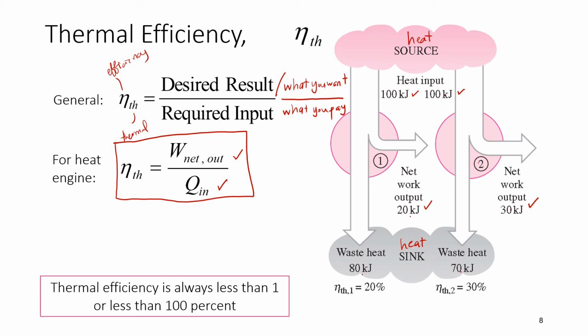So which one is better? The one that produces more work. And it shows in the thermal efficiency. This is 30% efficient. This is 20% efficient. Okay, very simple. So this is the calculated thermal efficiency. What you want here is the work output, 30 kilojoules. What you pay is 100 kilojoules, the Q in. Therefore, this is 30%. Very, very straightforward calculation.